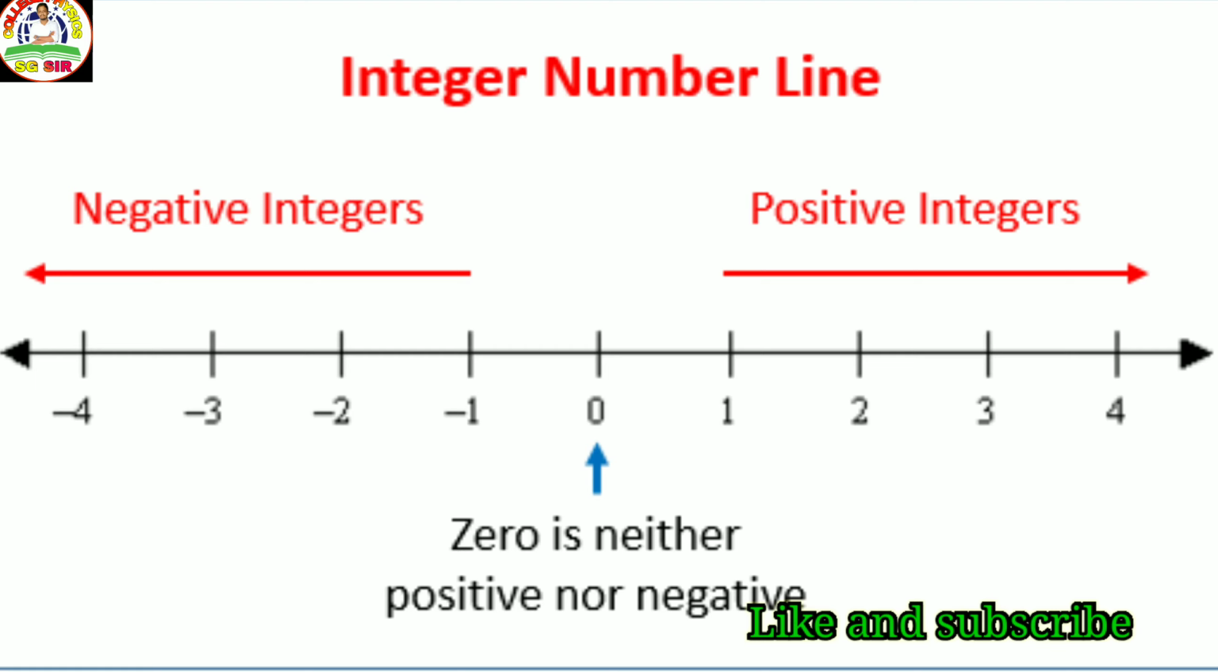Now we discuss integers. The numbers containing the whole numbers and the negatives of the natural numbers are called integers. So we can write from minus infinity to plus infinity, including 0, as the integers.